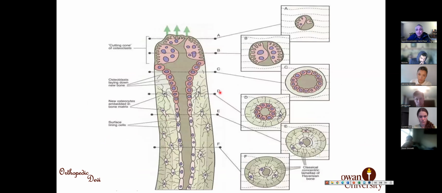This is another image of a cutting cone, osteoclasts, osteoblasts that are forming the new bone layer by layer. And you see there are several layers of the bone, exactly like an osteon. And these are the osteocytes. Osteocytes are the osteoblasts that are trapped inside the hard, bony tissue.